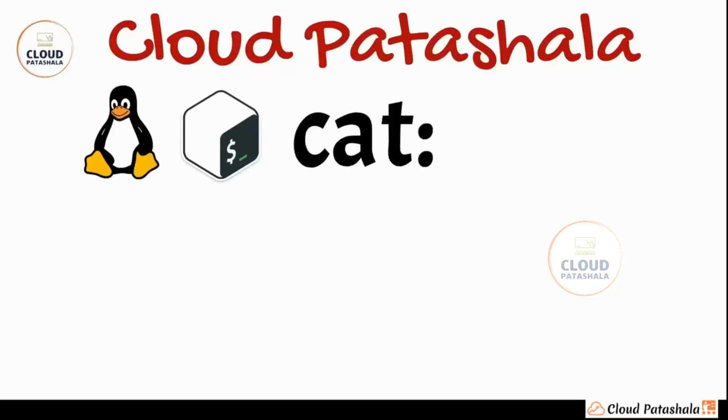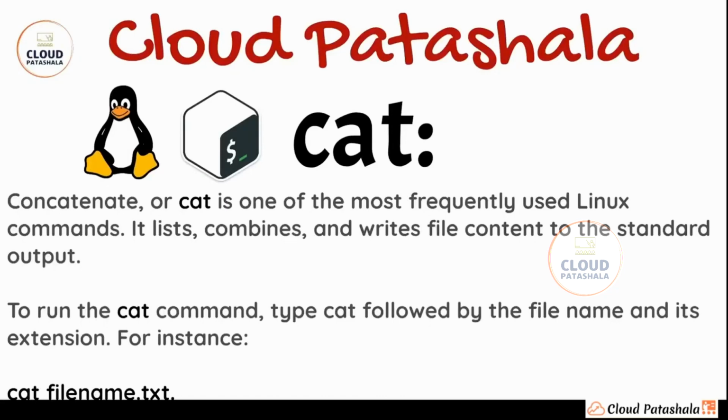Let's look at the next command. The next command is cat. Cat is nothing but concatenate, and it is one of the most frequently used Linux commands that you would use on a day-to-day basis. It lists, combines and writes file content to the standard output, that is the terminal. To run the cat command, we typically type cat followed by the file name and its extension. For example, if you have to read a file named file.txt, you would say cat file.txt, and this would give us the content of the file.